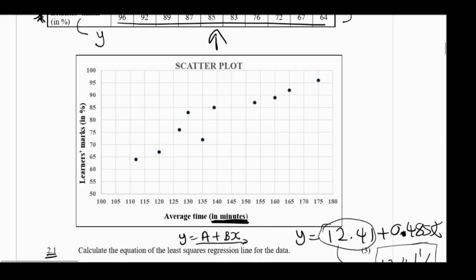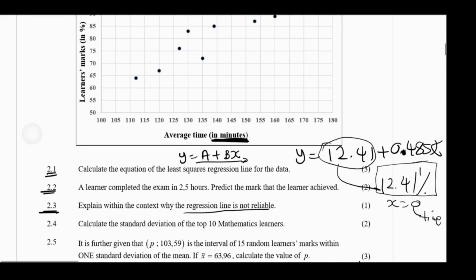If you look at the scatter plot, by the way, of these 10 learners, it doesn't really start at the intercept. So the intercept doesn't really exist according to this scatter plot, because if you can see here, the marks start at 50. They don't really appear to have 12.41. So 12.41 doesn't really exist. So it makes the regression line not reliable.